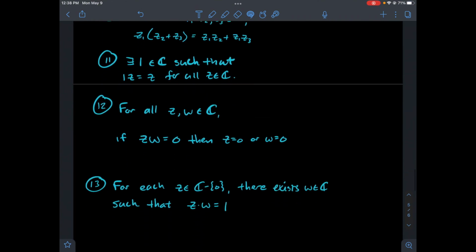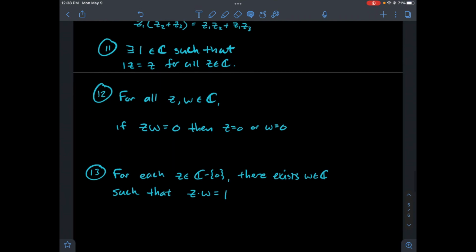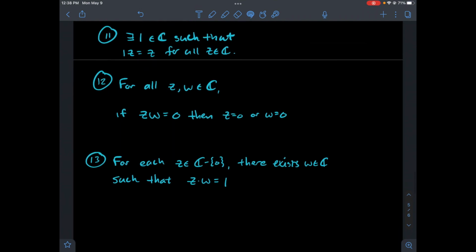And the last one, number 13, if you took any non-zero complex number, so my notation there is C minus the single point 0, so that says all complex numbers besides 0. Anyway, if you take any non-zero complex number z, there exists some complex number w such that z times w gives you 1. And what we call w is the multiplicative inverse of the complex number z. So a multiplicative inverse that multiplies to give you back 1. To give you an example, the multiplicative inverse of 3 would be 1/3 as far as rational numbers are concerned. And I can say a little bit more.